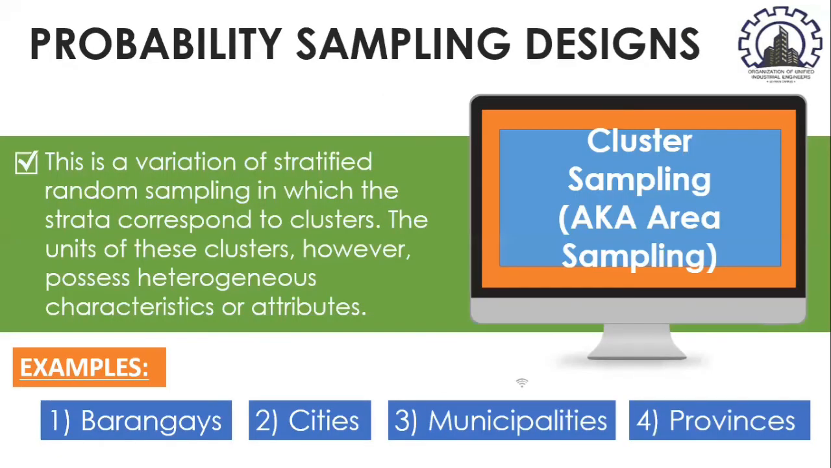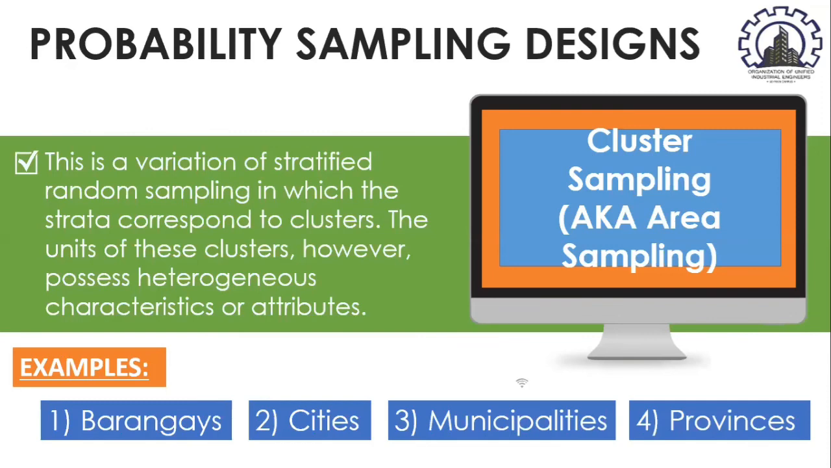And another probability sampling design is what we call cluster sampling. This is also known as area sampling. When we say cluster sampling, this is a variation of stratified random sampling in which the strata corresponds to clusters. The units of these clusters, however, possess heterogeneous characteristics or attributes. If we say heterogeneous, meaning to say it is composed of different characteristics or attributes, not the same, okay?